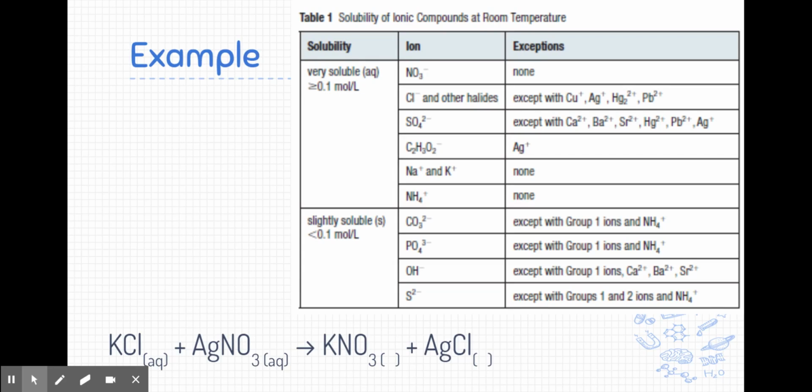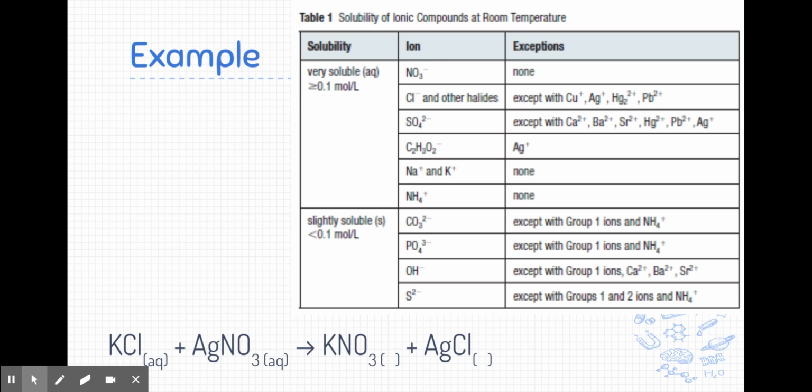My first product is KNO3, which is potassium nitrate. I'll start off by just going down this middle column and find one of those two ions. And first off, we see the nitrate ion. The nitrate is grouped in the very soluble compounds. And this table is nice because it shows you that very soluble compounds will remain aqueous, AQ, and there are no exceptions. So potassium nitrate will remain in solution, be aqueous.